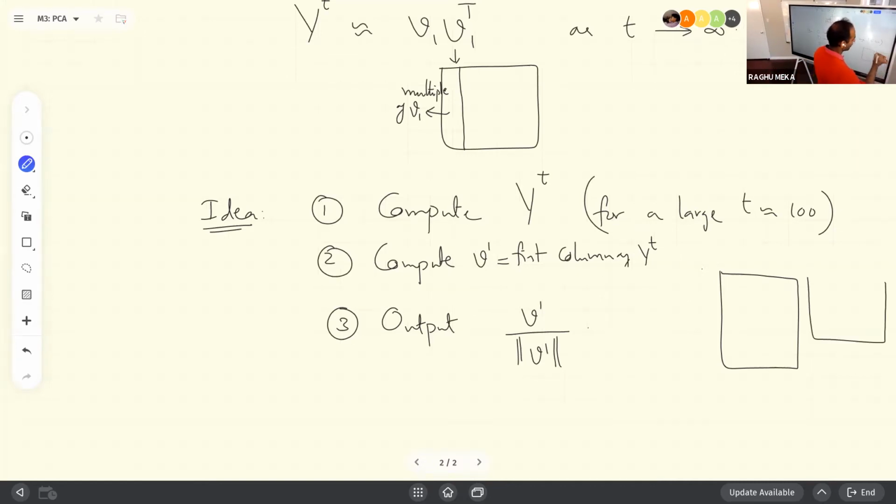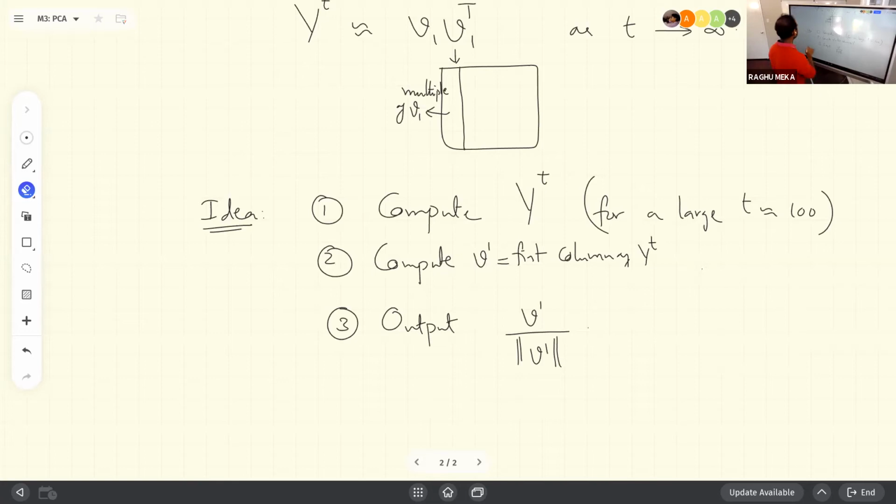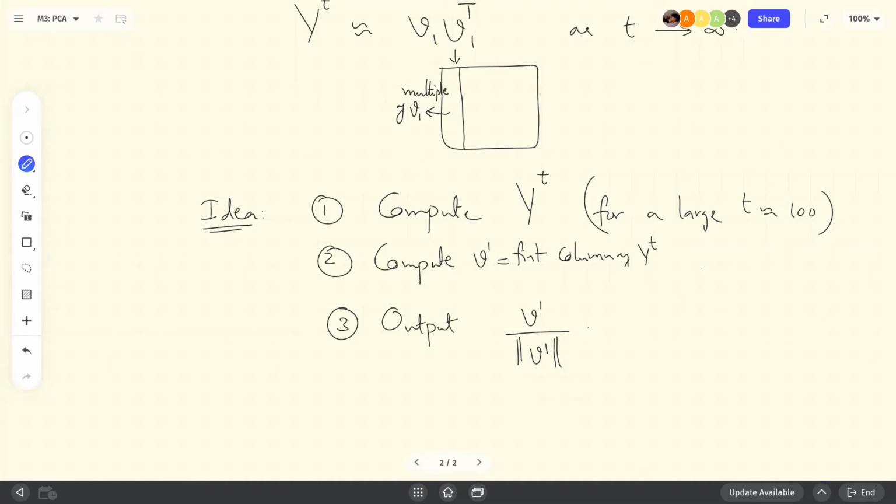So what's the way around that? Do I really need to compute y to the t here? Do I need to compute y to the 100? What do I want? I only want the first column of y to the 100. I don't want the entire matrix y to the 100. I only want the first column. Is there a way to compute just the first column without having to compute the entire matrix? What do you think?